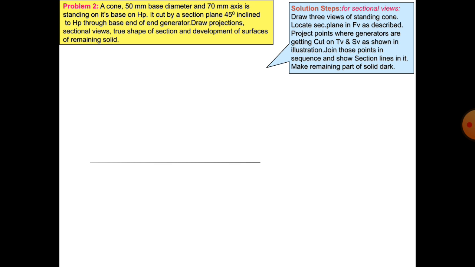Next problem: a cone of 50 mm base diameter and axis 70 mm is standing on its base on HP. It is cut by a section plane inclined at 45 degrees through the base end with the end generator. Draw projections and development of surface. Firstly, draw the reference line named XY. Then draw the circle of diameter 50 mm.